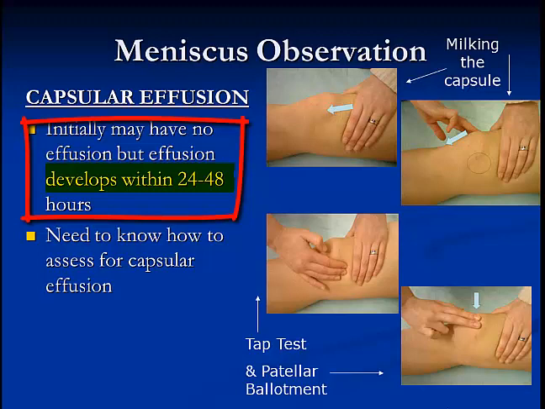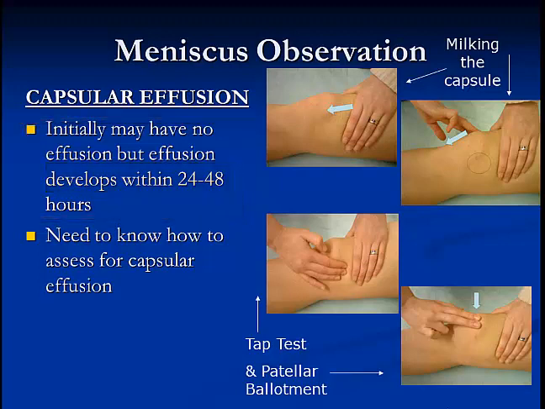So, if you have an ACL and meniscus damage, you're going to have that capsular effusion right away. However, if you just have a possible meniscal tear, the capsular effusion may not develop until 24 to 48 hours.